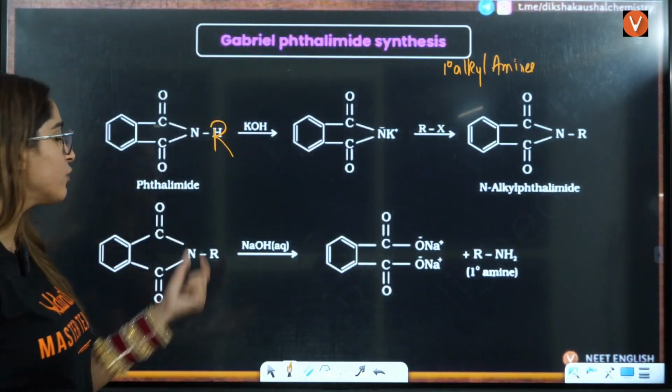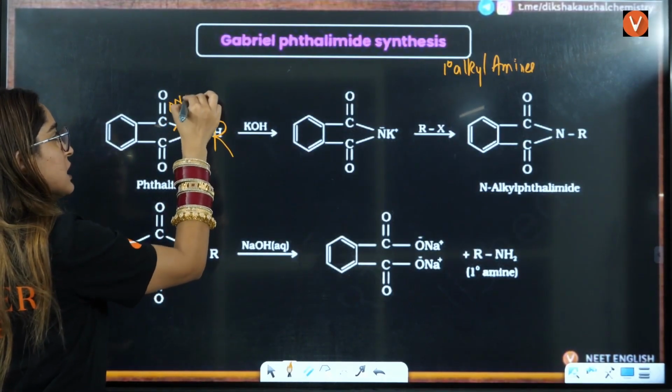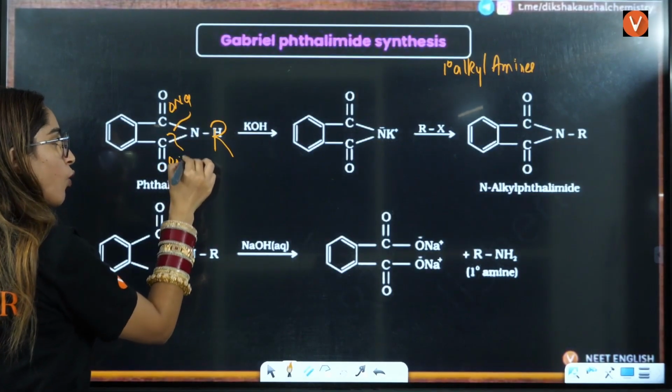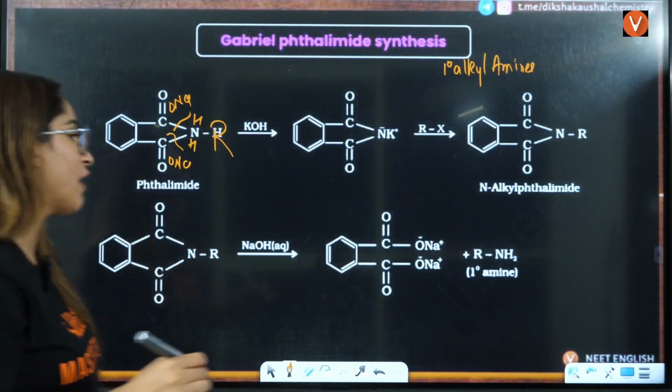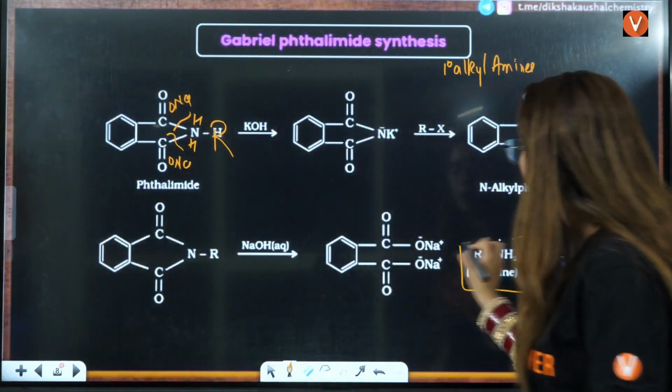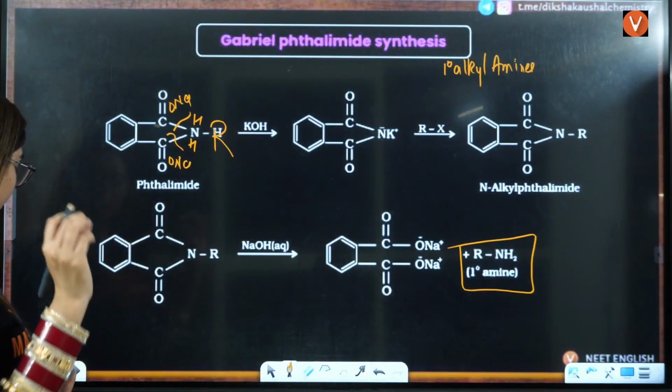Then when you add water into it, so what will happen? NaOH into it. So this will be ONa. This will be ONa. Here you will have hydrogen. And in the end, you will have the formation of the primary amine, right?